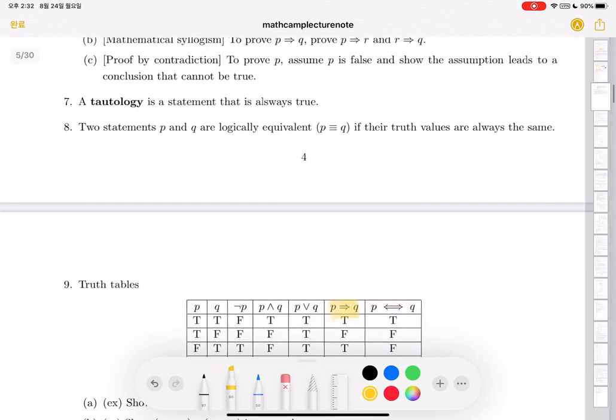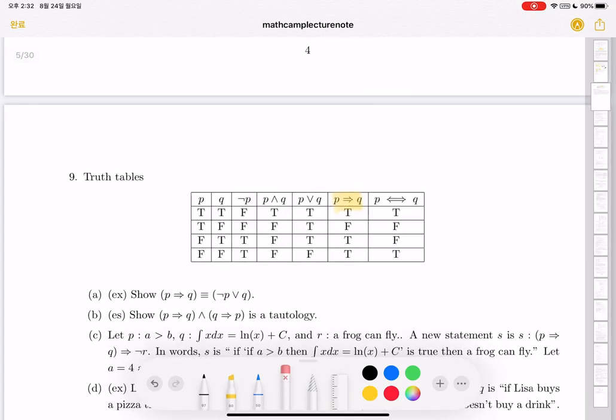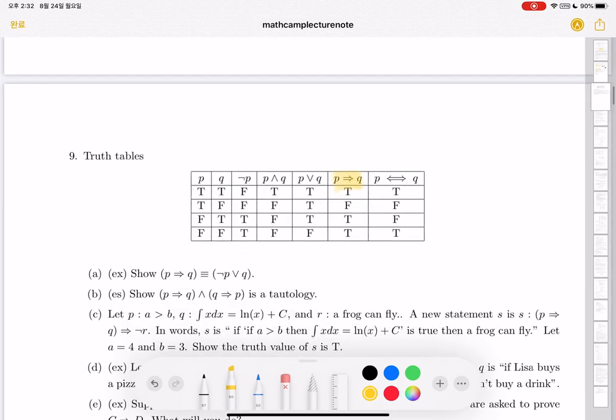And as you can see here, this if and only if relation is true. The truth value of this if and only if relation is true only when both P and Q are true or both P and Q are false.